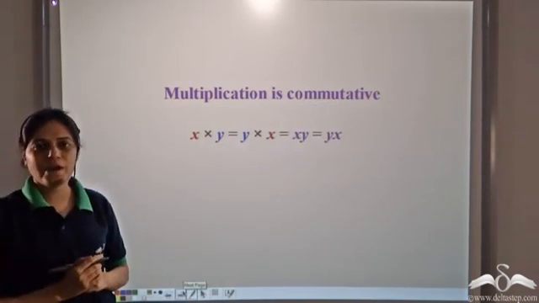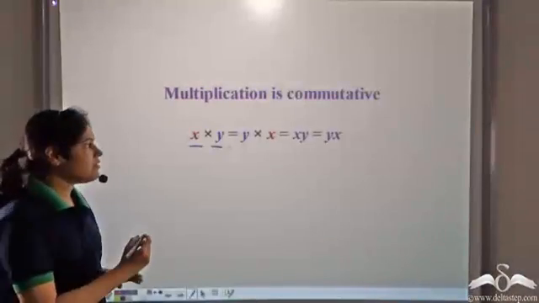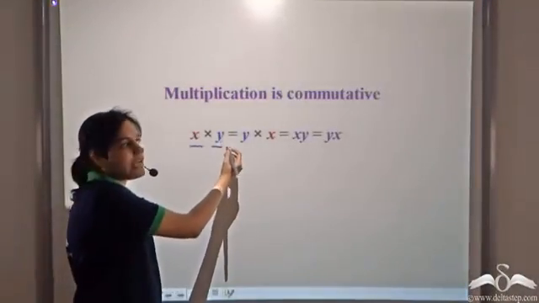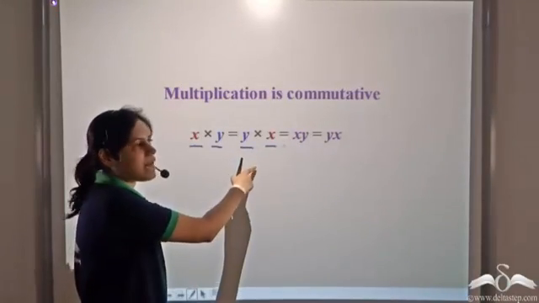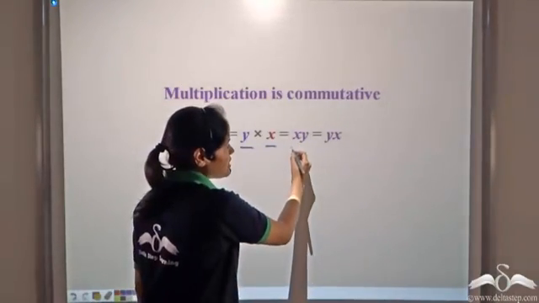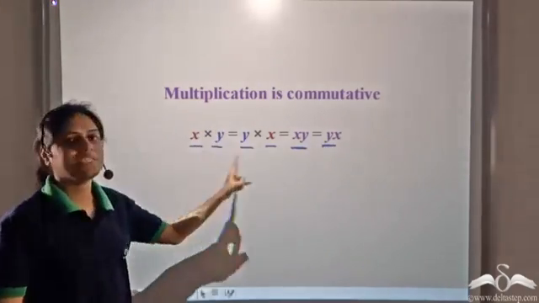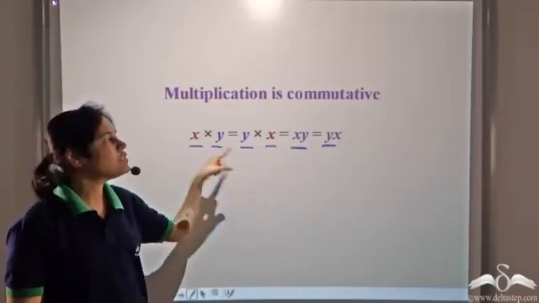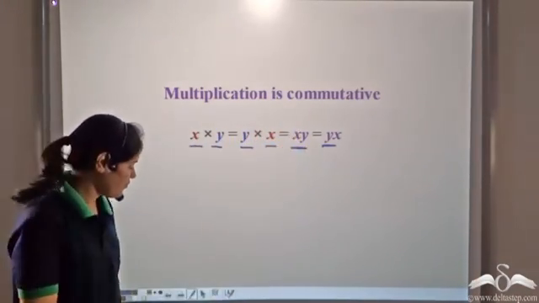Similarly, in algebra, when we have 2 variables x and y, whether we write x into y or we write y into x, we get the same answer. And it can be represented as xy or yx. All these are the same things. So we say that multiplication is commutative.